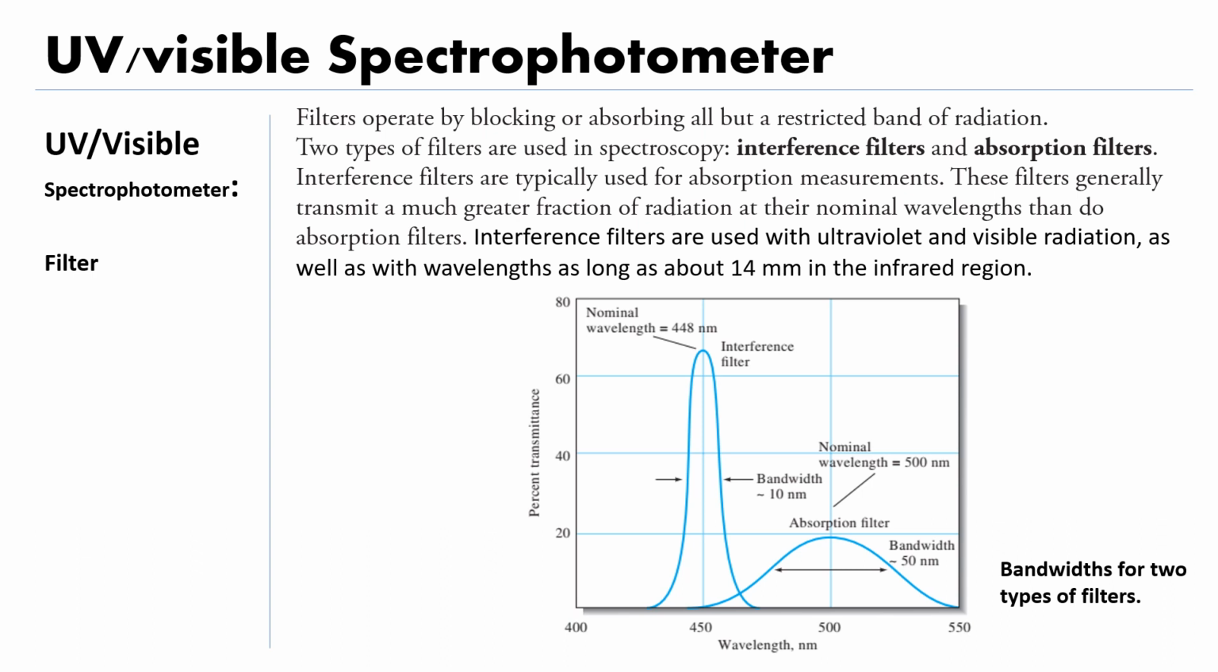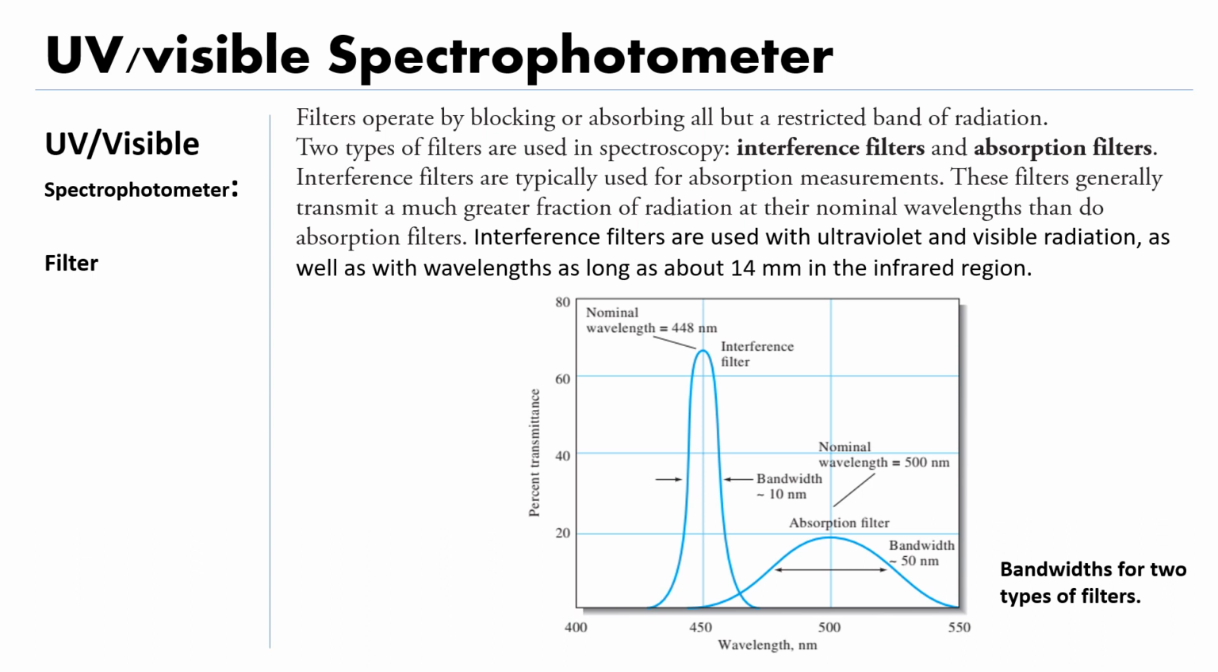The interference filters are typically used for absorption measurements, and these filters generally transmit a much greater fraction of radiation at their nominal wavelengths than do absorption filters. So interference filters are used with ultraviolet and visible radiations as well as with wavelengths as long as 14 micrometers in the infrared region.